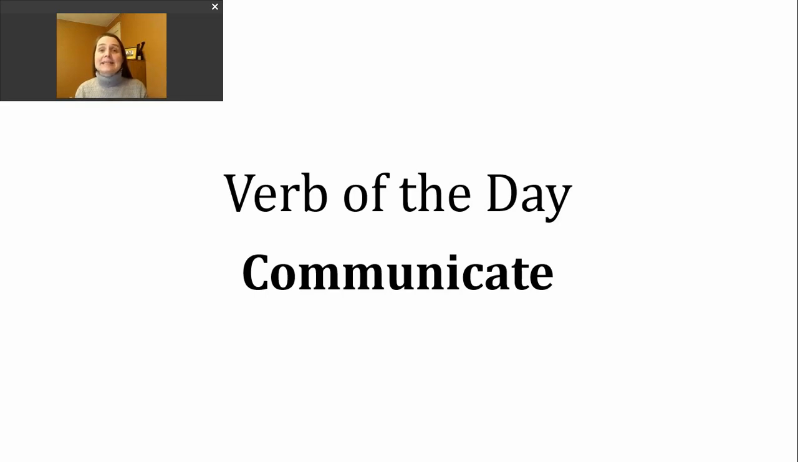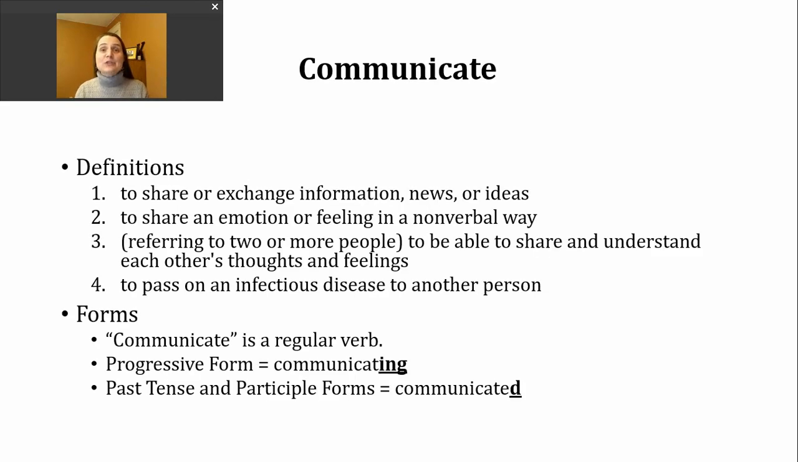Today's verb is communicate. Let's take a look at some of the definitions or ways that we can use this verb. The first way to use the verb communicate is to mean to share or exchange information, news, or ideas. And this sharing can be done verbally, right? So by speaking. It could also be done by writing. When we text, we are communicating.